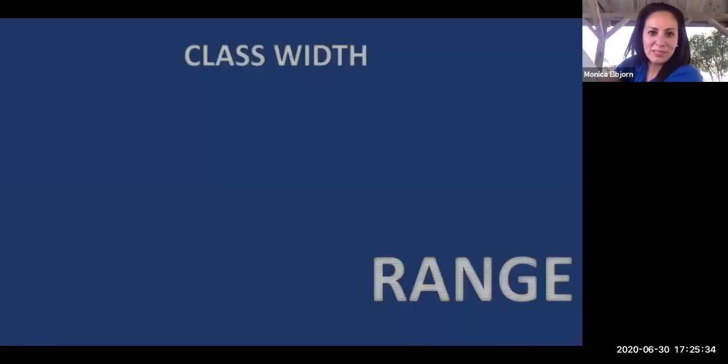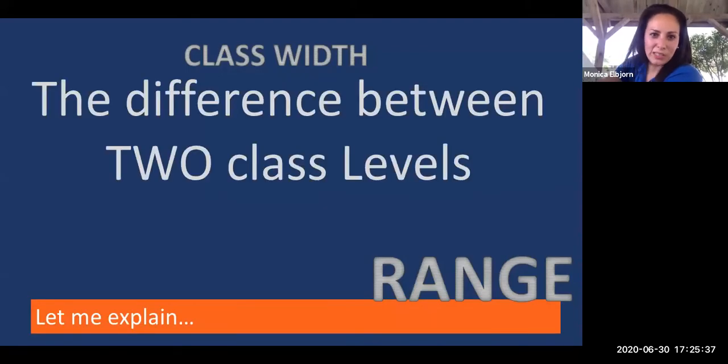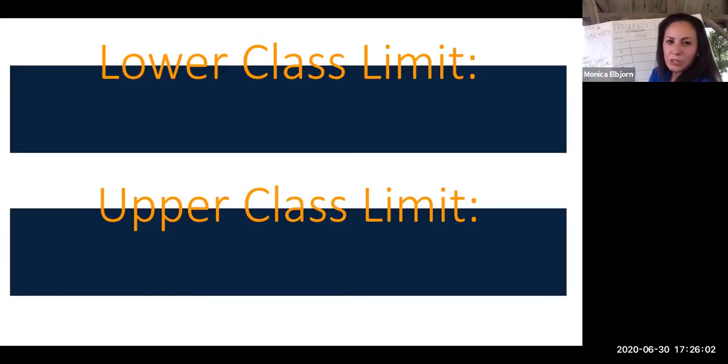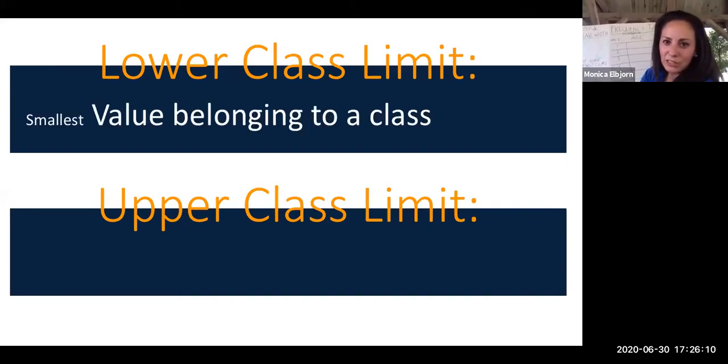Following me? So our class width is very important. Our class width will be the difference between the two classes' levels. It could be the difference between the lower class limits or the upper class limits. So what do I mean by lower class limit? The lower class limit is the smallest value belonging to a class.